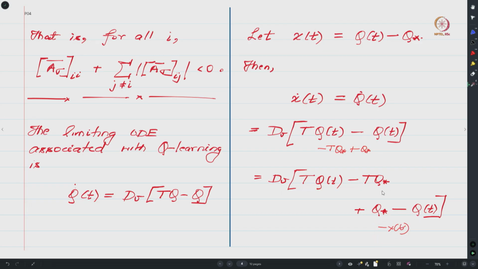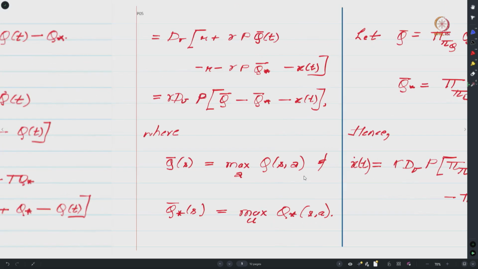Notice that T is not a linear operator, so I cannot write this as T times Q of t minus Q star. Because T is non-linear, due to the presence of the max expression, this is in fact what makes the analysis of the limiting ODE associated with your Q learning algorithm a bit challenging. So we cannot write it in this fashion. Now let us see how we can express this TQ t minus TQ star.